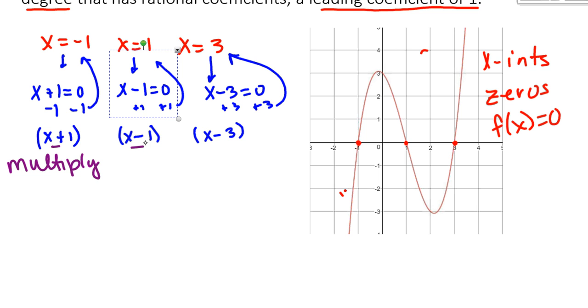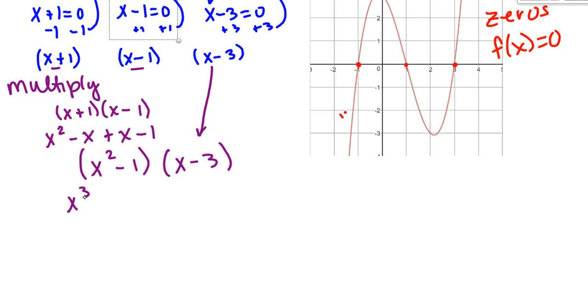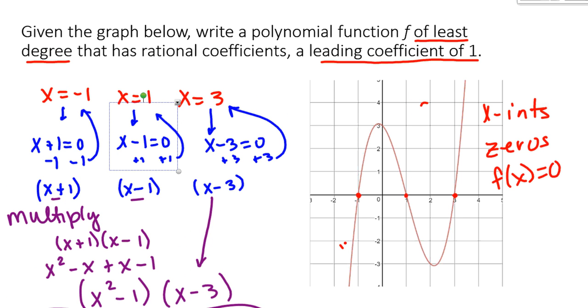Anytime you see stuff like this, the conjugates, right, where they're the same thing, they're twins but not identical, I would start with those because it simplifies everything. So x squared minus x plus x minus 1, that's x squared minus 1. Then you bring down that other guy, and we're going to FOIL that out as well. So x cubed minus 3x squared minus x plus 3. Throw an f of x in there, and that's your answer. Now, if you wanted to check these, you could always plug this equation back into Desmos and see if the graph lined up.